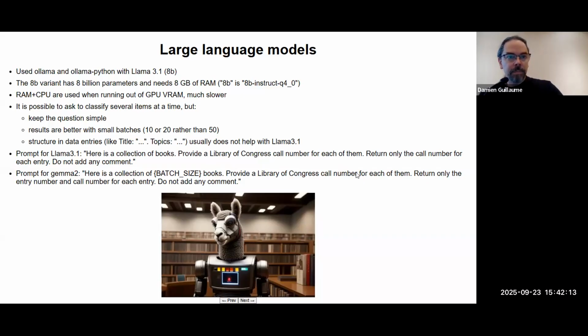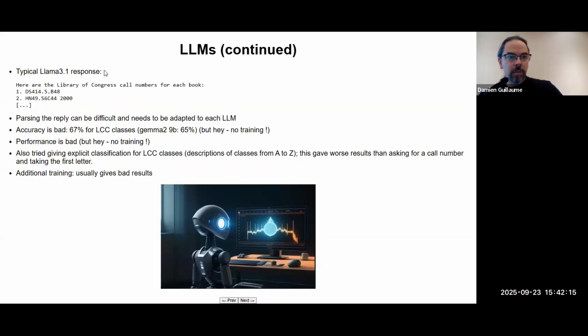Let's look at the results. Here's a typical response. Here are the call numbers for each book. Now, the output is easy to parse, but it's not too hard. Just one call number per line. So I was able to parse the results easily because the models format things in the same way, which is not common.